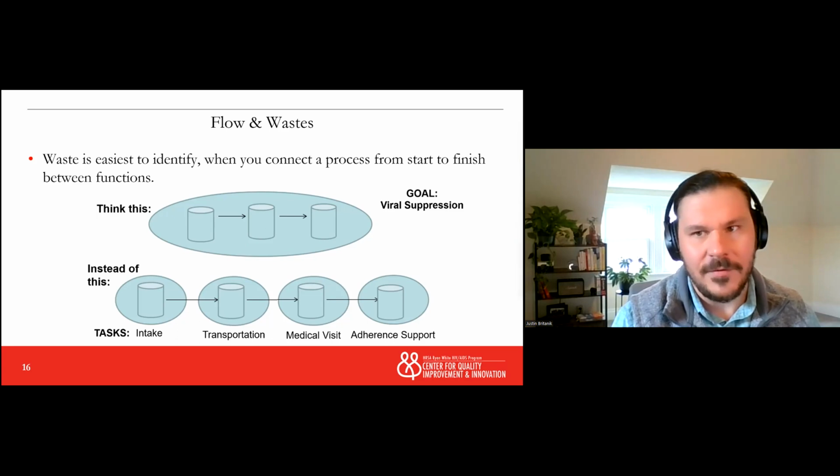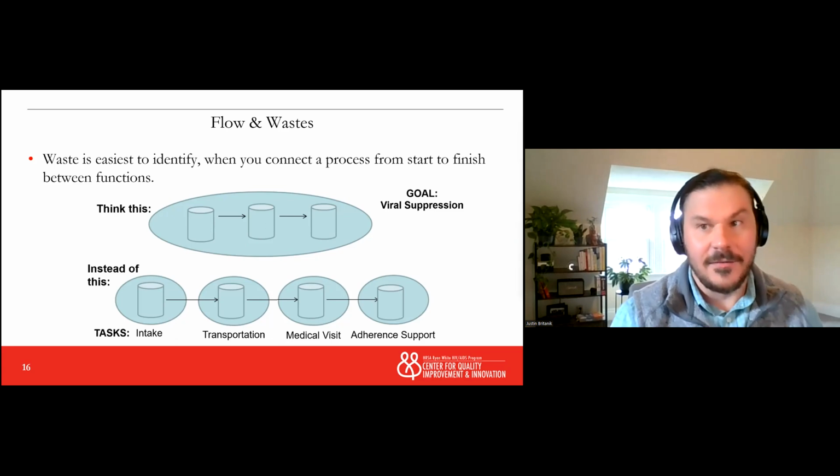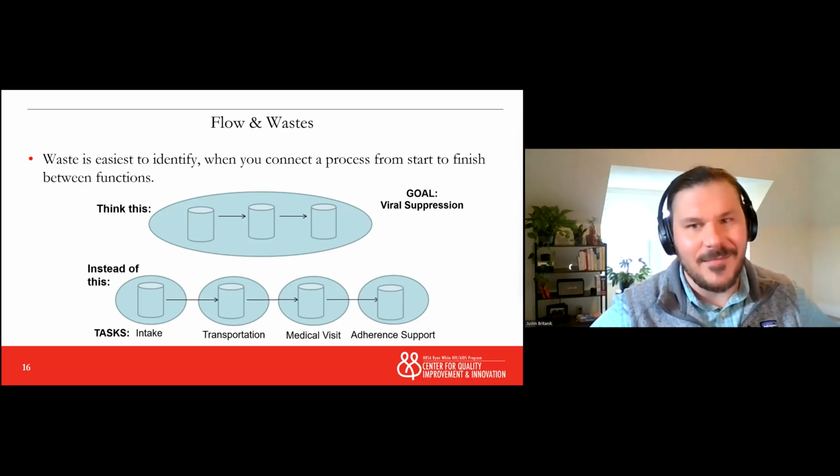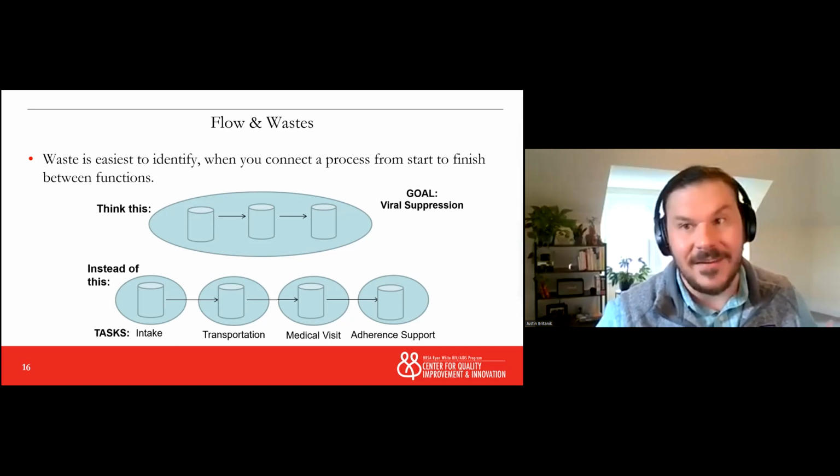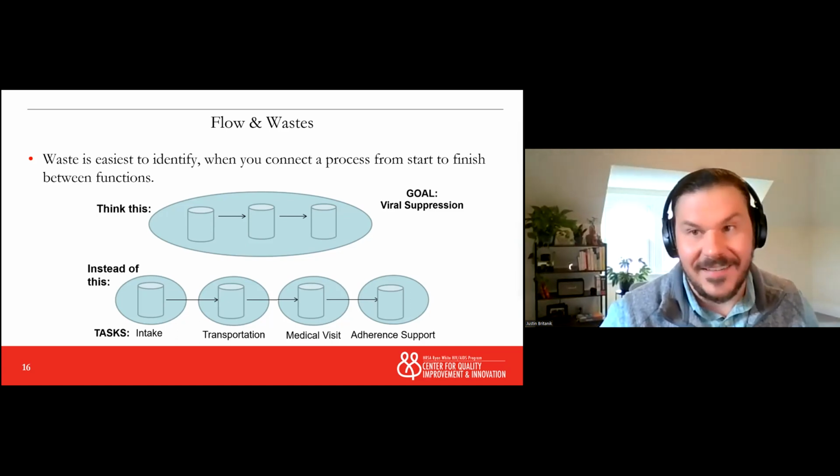Because the problems with flow probably aren't, there may be some happening within these cylinders, but probably a lot of times it's actually happening in these arrow points between the cylinders. So we want to think, how do we get you virally suppressed as soon as possible, instead of how do we get you to the clinic as soon as possible, and maybe there's no provider ready to see you when we get you there.